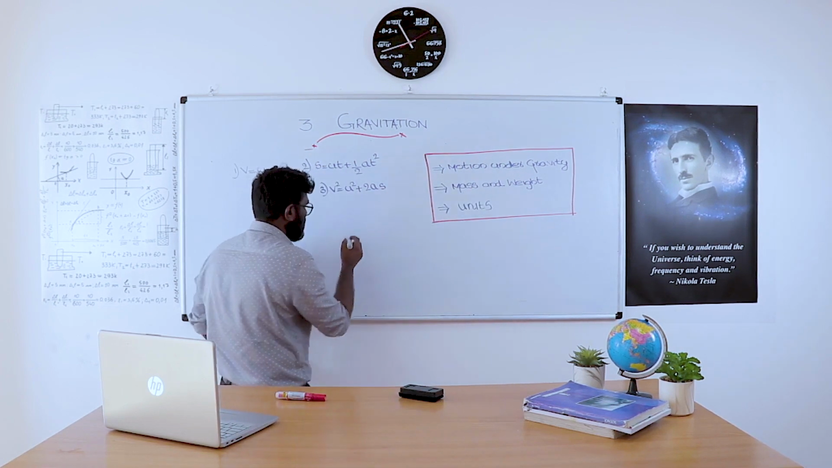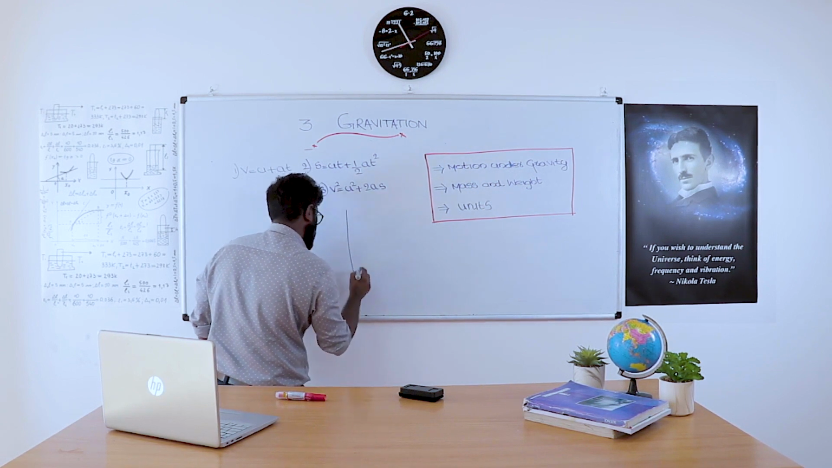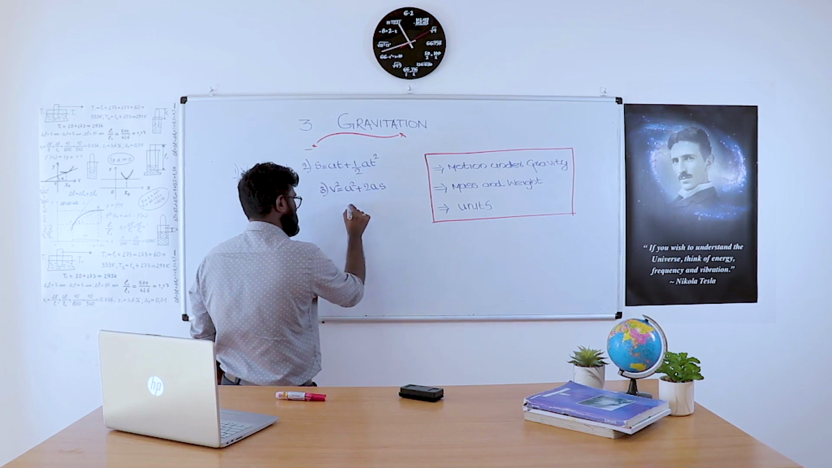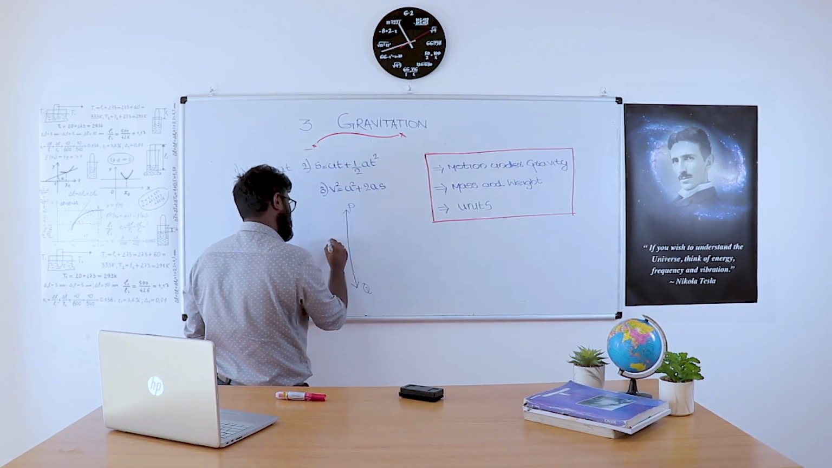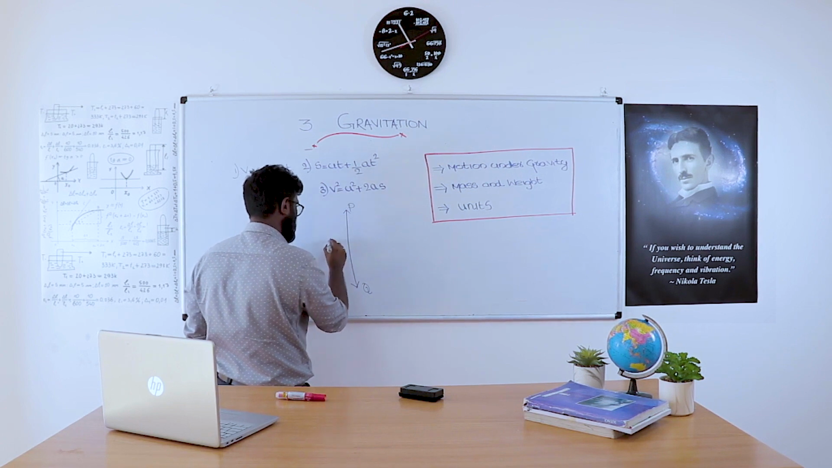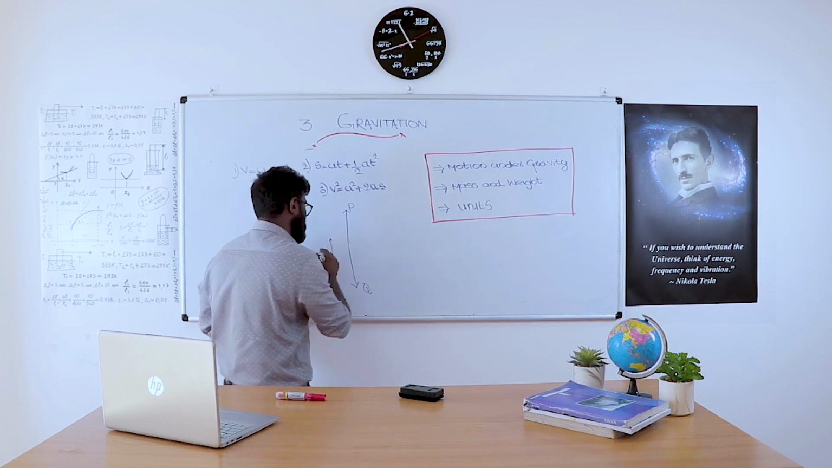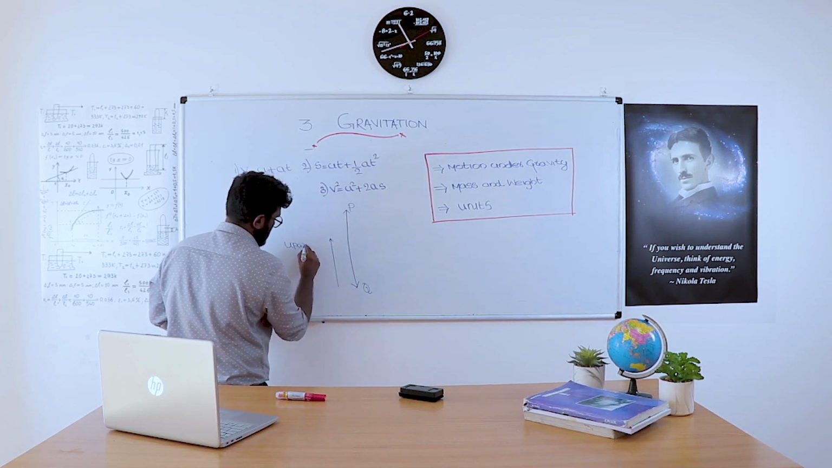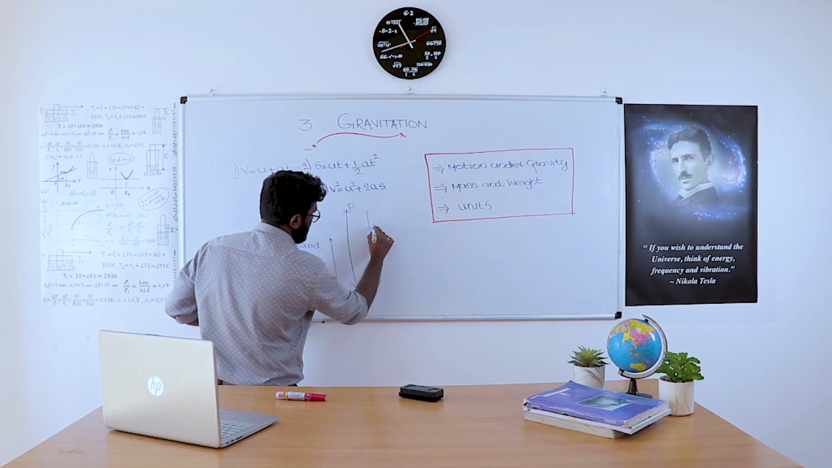Here we consider a path. This is P and this is Q. If a particle is moving from Q to P, that means this is in the upward direction, Q to P, and P to Q is downward.